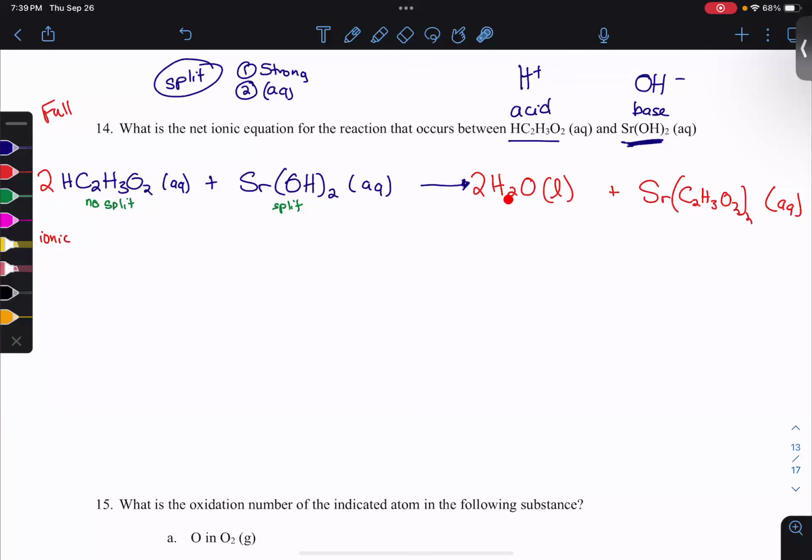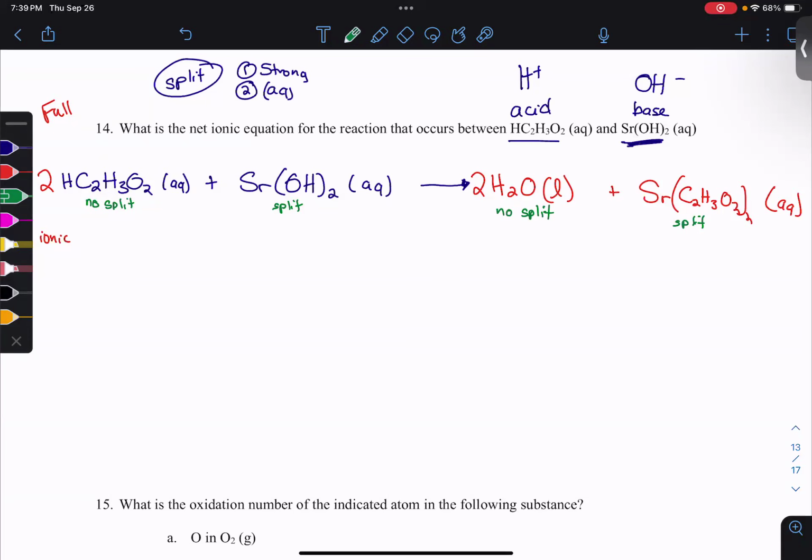The next one, water. Is it a strong electrolyte? It is not. Oh, it's a liquid. All right. So that automatically disqualifies it. So no split. What about strontium acetate? It's aqueous. Is it a strong electrolyte? Yes, it's ionic. So yes, we're going to split it. So we're only going to split the things that are both strong electrolytes and aqueous.